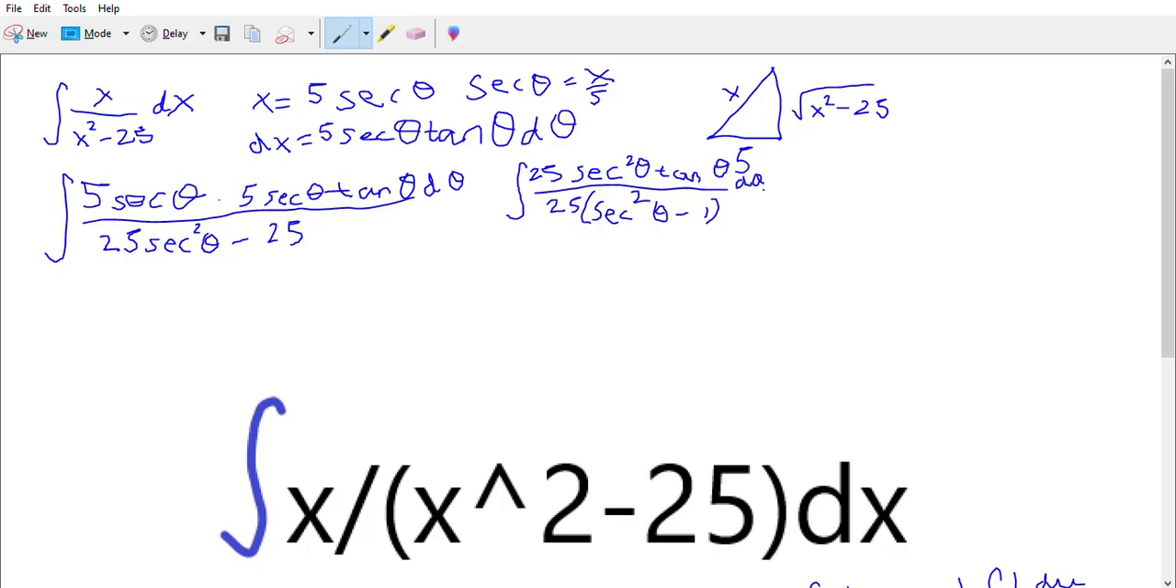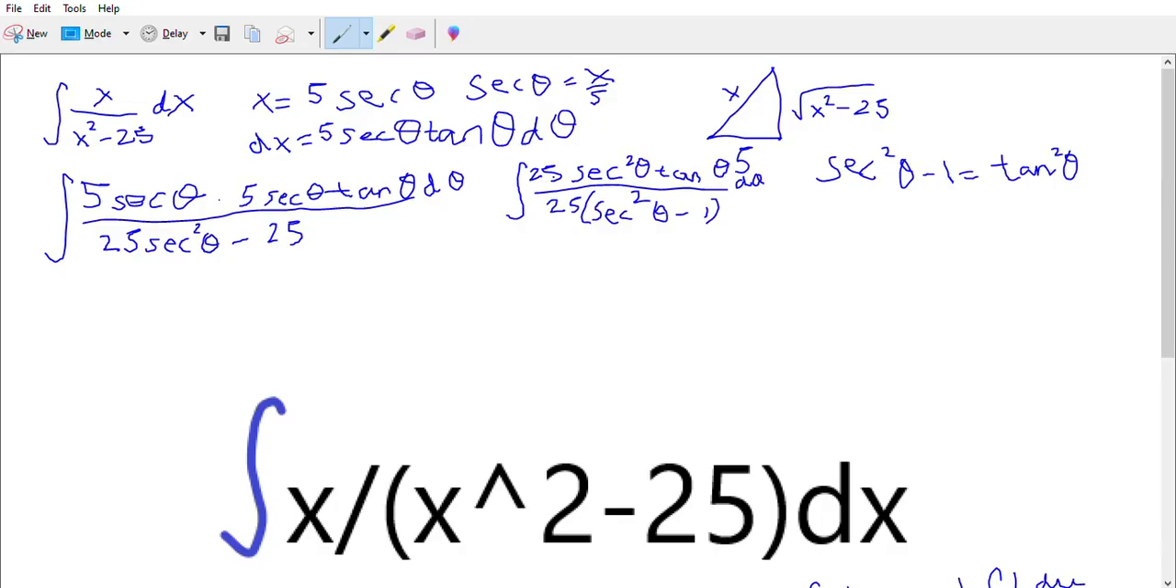Alright, now here's another, this is a side note. This is a trig identity you need to know. That's the best way, and probably the only way you could really solve this problem. Secant theta squared minus 1 is actually equal to tangent theta squared. Exactly. This is an identity that needs to be known.